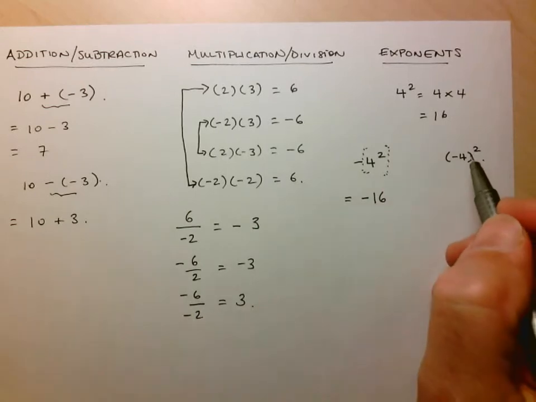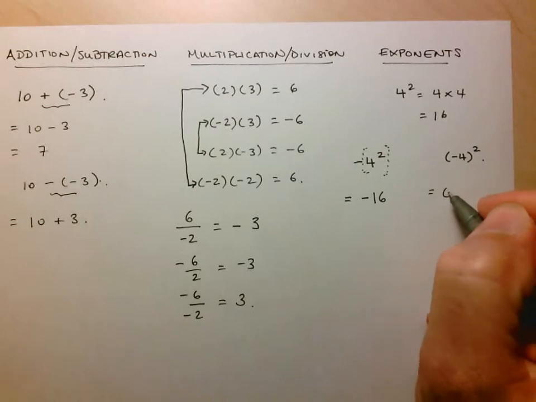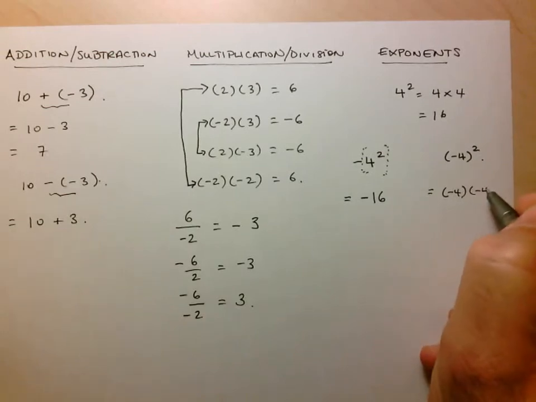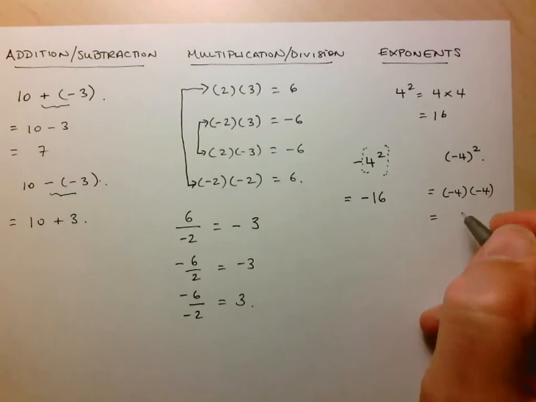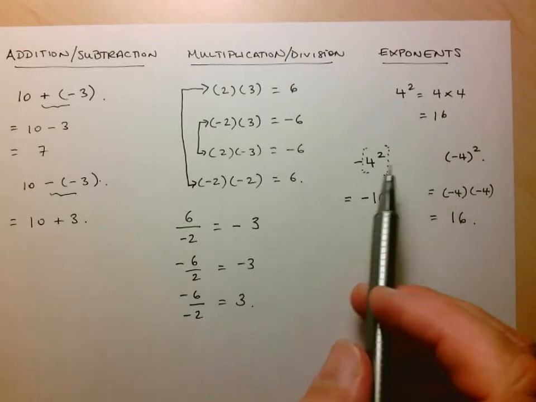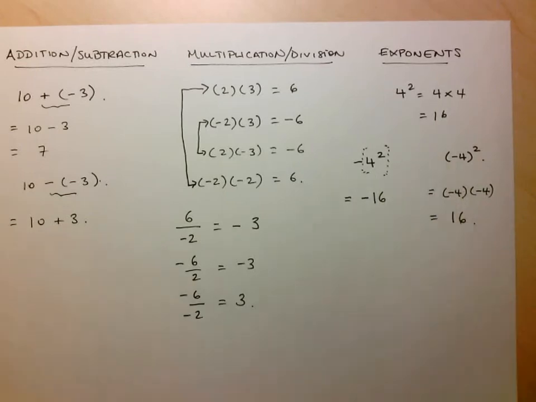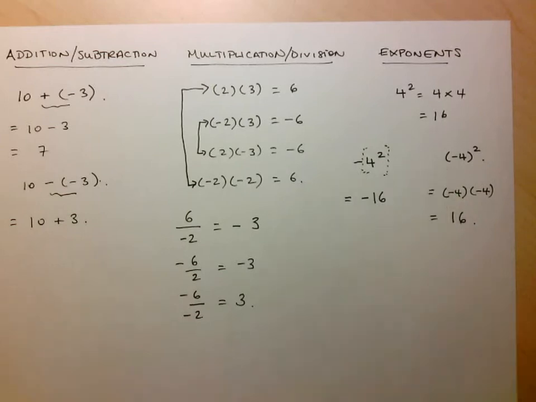Whereas this one here, what is it that's being squared? It's everything that's in the bracket. So this is equivalent to negative 4 times negative 4. Of course, when we multiply two negative numbers, we get a positive number, so positive 16. This is one of those common errors people tend to make at the beginning of grade 9, so it'd be really great if you can understand the distinction between these two expressions.